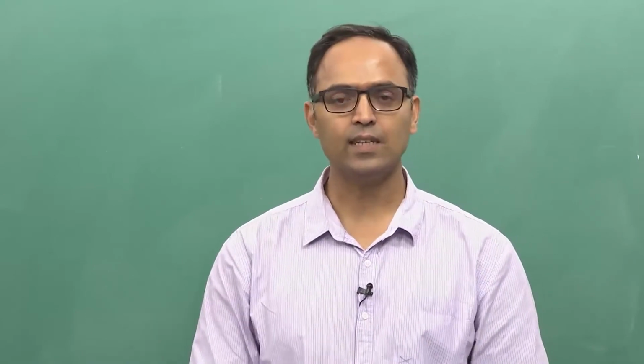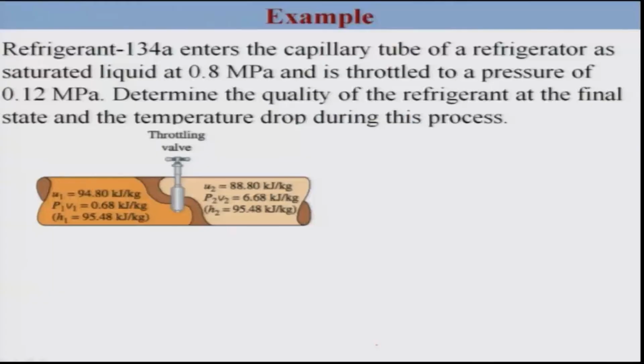Okay, so let us take this and understand a bit more about the throttling valve. This is an example of a refrigerant which enters the capillary tube of a refrigerator as a saturated liquid at 0.8 megapascal and is throttled to a pressure of 0.12 megapascal. So, there is a huge jump in the pressure, and hence the temperature should also change. Determine the quality of the refrigerant at the final state and the temperature drop during this process. We will consider the inlet as 1 and the outlet as 2.